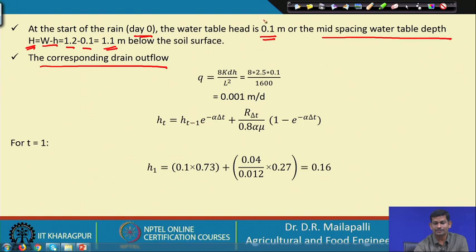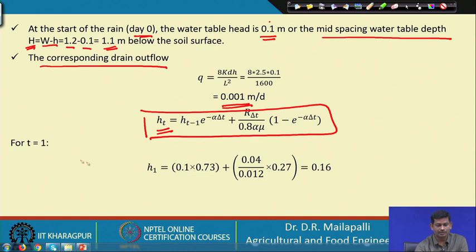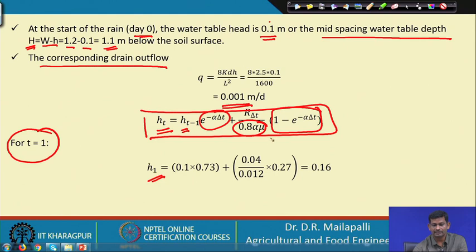So, this h t is known, right, and the corresponding Q will be estimated, Q equals K d h by L square, that is 0.001, and for h t we know the formula. So, use this formula to find out the next time intervals. Knowing h t minus 1, we know h 0, and then the other values. So, we estimated these values like e power minus alpha delta t, and this value also estimated, and this value also estimated. Okay. And our delta t values we will get from the table.